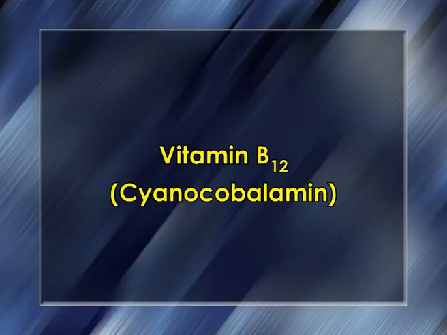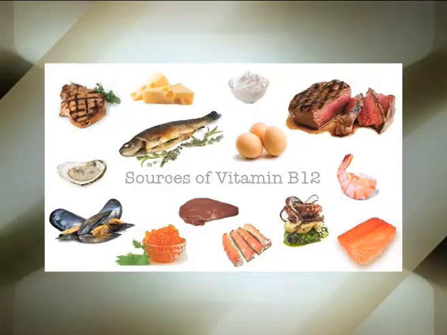The next is vitamin B12 or cyanocobalamin. This is the most complex of the B vitamins. It has been named as cobalamin as it's found as a coordination compound with the cobalt. It occurs in several forms known as cobalamin. The main sources are animal foods only like organ meats, muscle meat, fish, poultry, milk and eggs.